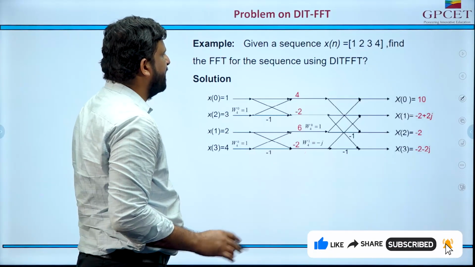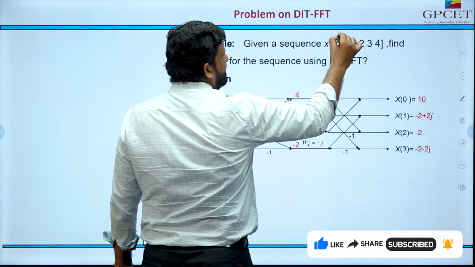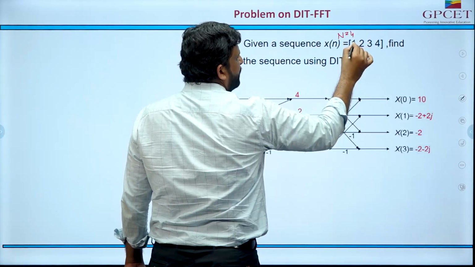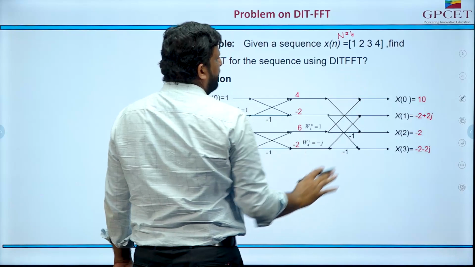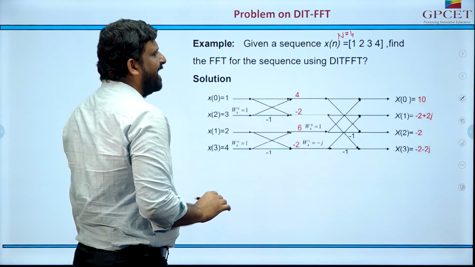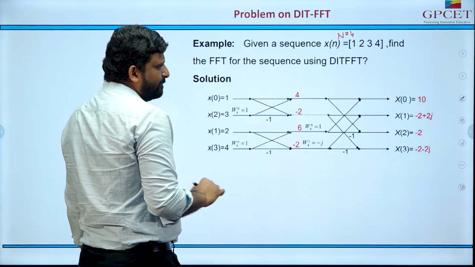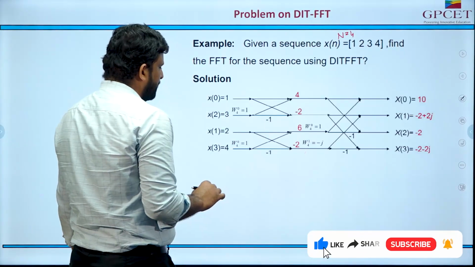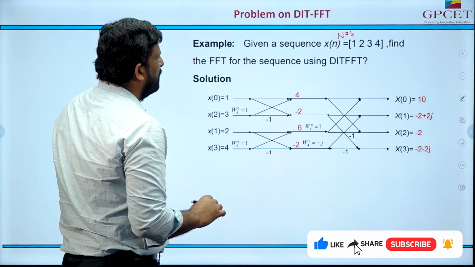Just one example I have taken simply for n is equal to 4. So the sequence here, n is equal to 4, that is x of n is equal to 1, 2, 3, 4 given, and we have to find the FFT values for the sequence using DIT FFT. Now see here, what is the value given here? 1, 2, 3, 4.